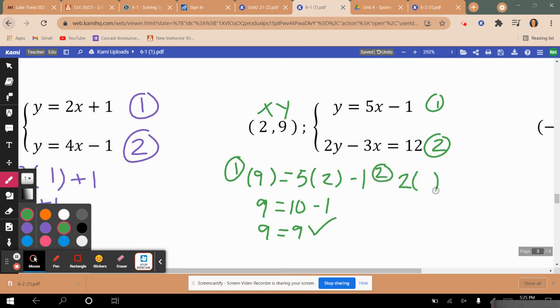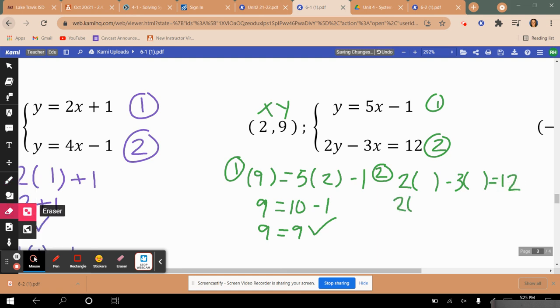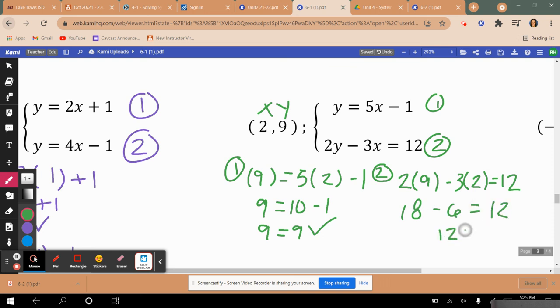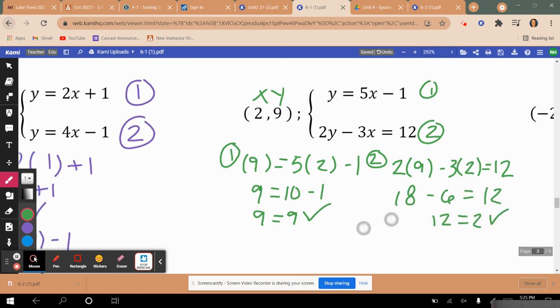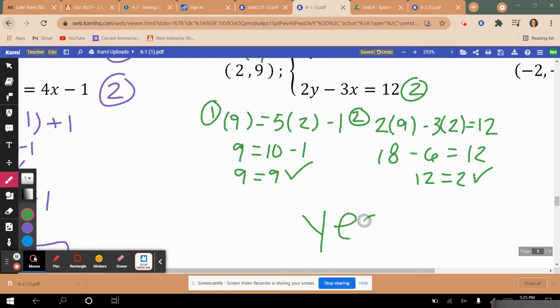2. 2 times y minus 3 times x equals 12. 2 times, I'm just going to fill in my bubbles real quick. 2 times 9 minus 3 times 2. So 2 times 9 is 18. 3 times 2 is 6 equals 12. 18 minus 6 is 12 equals 12. Checks out. Yes.